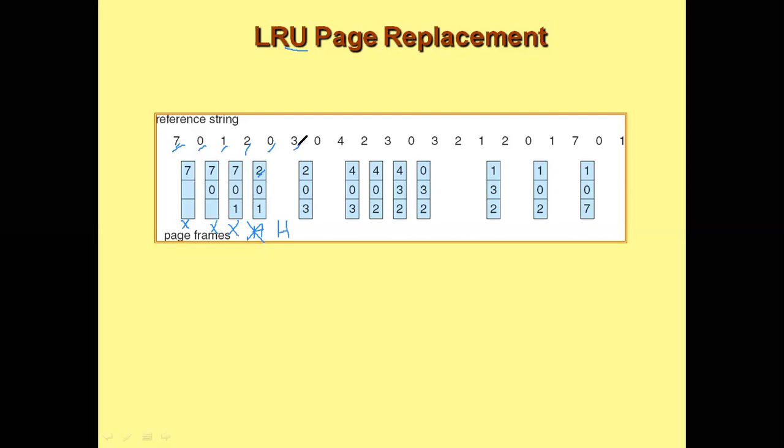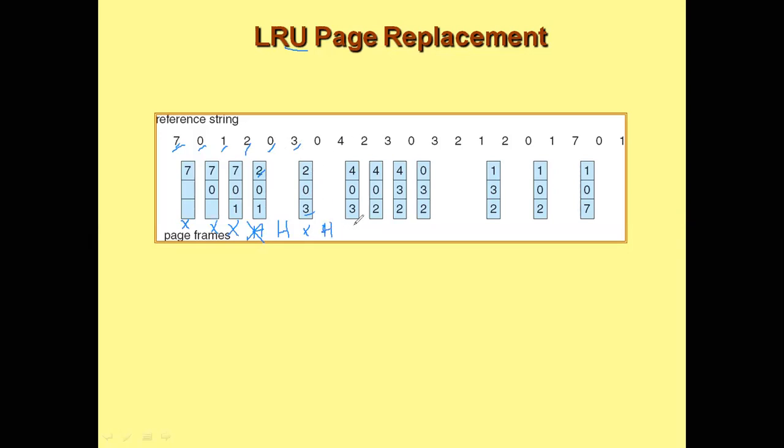So we need to accommodate 3, but which one to replace? 0, no, because it is recently used. What about 2? No. Yes, 1 can be replaced. So 1 is replaced with 3, and it was a page fault because we did not find 3 over here. What about 0? It's a hit, because 0 is in the main memory. Clear?